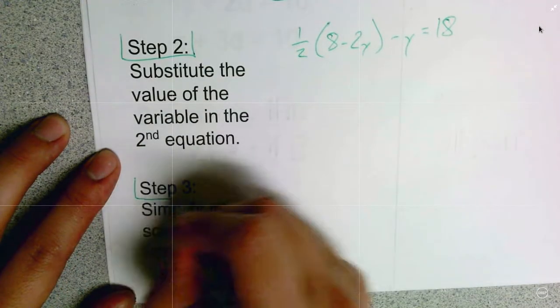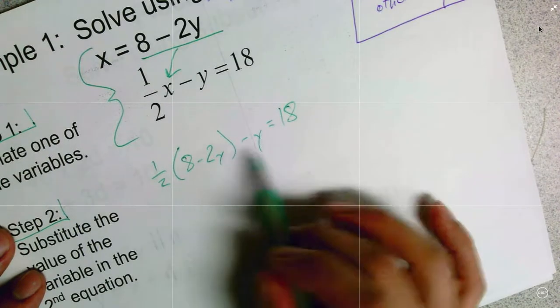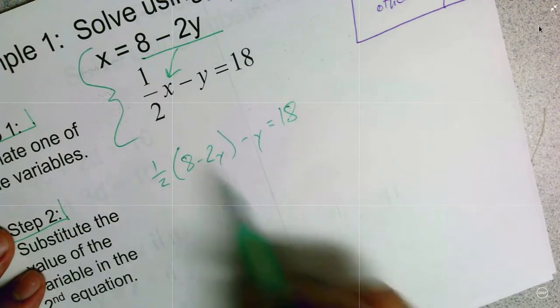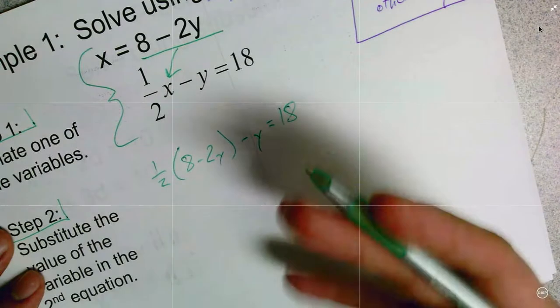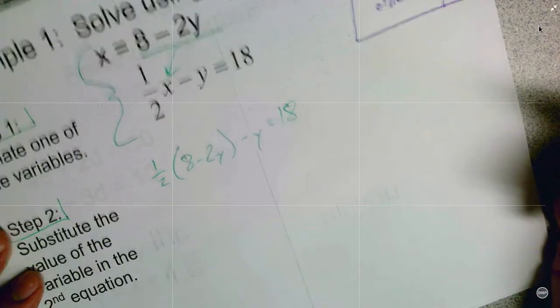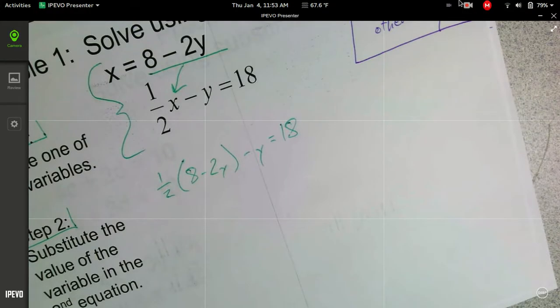And then step number 3 down here at the bottom, we are going to simplify and solve for the variable. So we're going to go back to our equation here. We will solve this for y using our regular methods. You guys can pause the video, go ahead and do the math, and see if you match up with what I end up working out here.